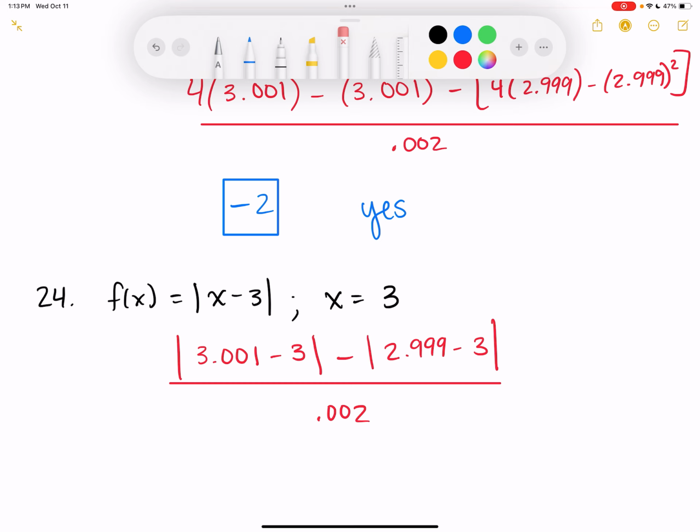Got 0. Anybody else agree with that? Okay. So then, is this differentiable at x equals 3? No. Why? Because it's a corner. Yep, there's a corner because that graph was shifted over to the right. So, no. There's a corner. You don't have to write why, but just for reference, I'm going to write that.